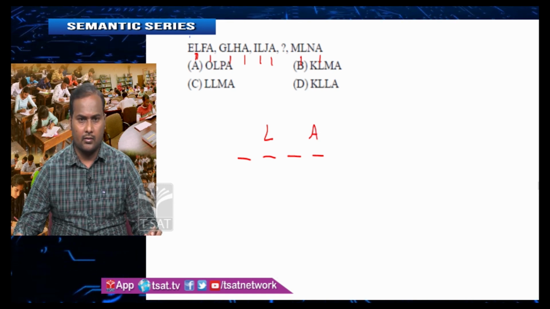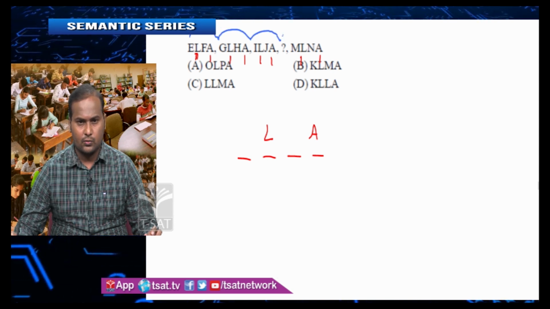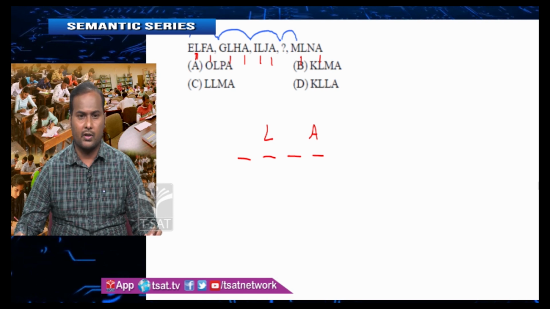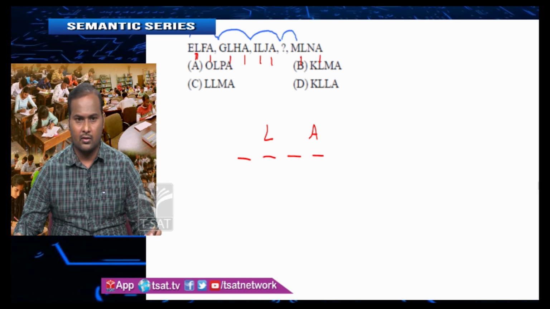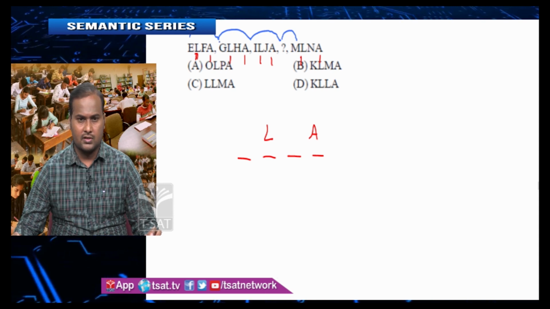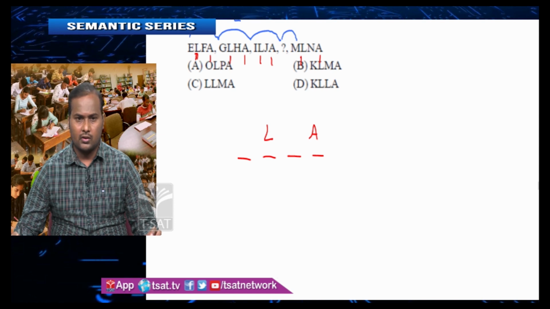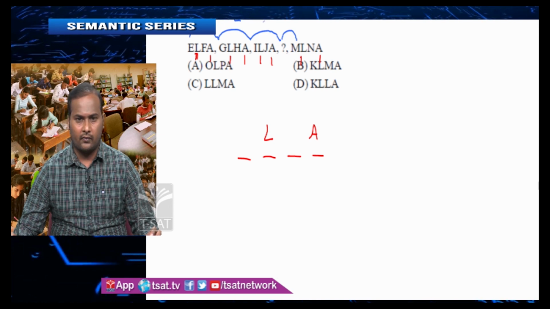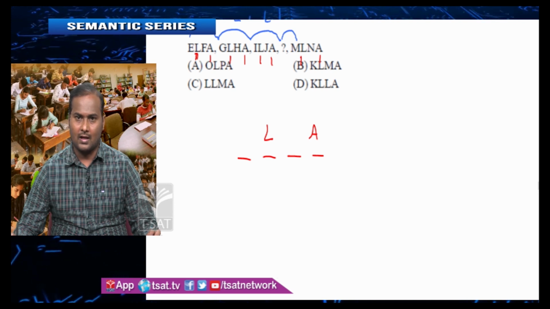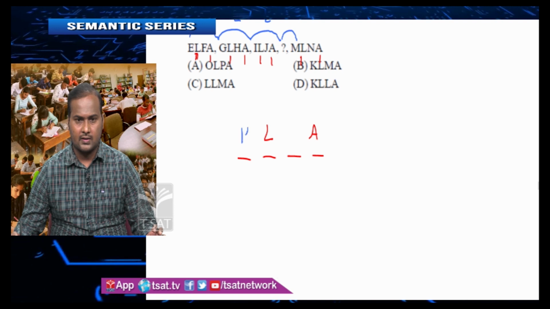If you see here, E to G, G to I, the next one, and M. E to G: E is 5, G is 7, so it is increasing by 2. Next one is G to I. G is 7, I is 9, here also increasing by 2. So increased by 2, increased by 2. Obviously here also it will increase by 2. I is 9, 9 plus 2 is 11, 11 is K. So obviously the answer here is K.